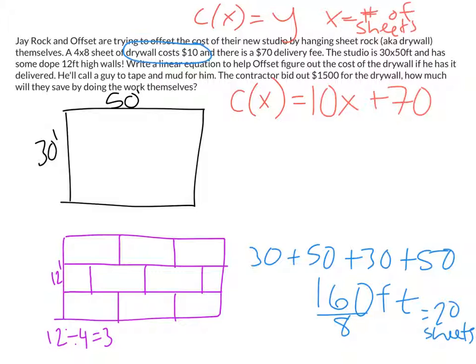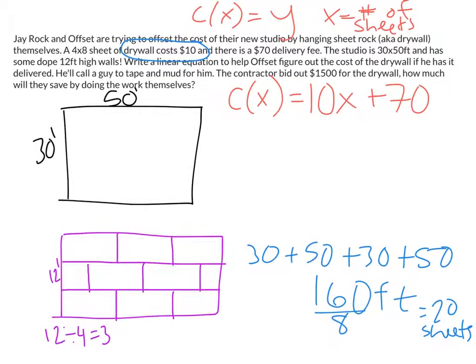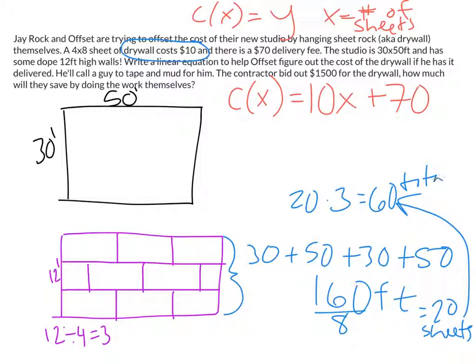But how many high? 3 high. And I'm running out of room. Never mind. All right. So I've got to take the 20 sheets and multiply it by 3. So 20 times 3, because I'm going 3 high, right? 3 high right there. And that gives me 60 total sheets.